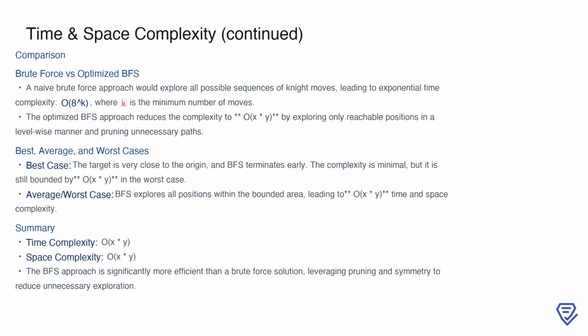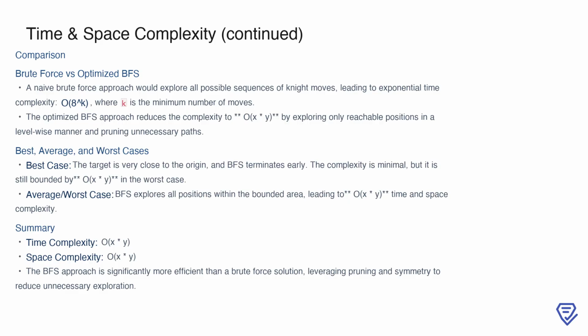When comparing the optimized BFS approach to a brute force method, the difference in efficiency becomes clear. A naive brute force approach would attempt to explore all possible sequences of knight moves, resulting in exponential time complexity of O(8^k), where k is the minimum number of moves required to reach the target. In contrast, the BFS approach reduces the complexity to O(x*y), by systematically exploring only the reachable positions level by level while pruning unnecessary paths.